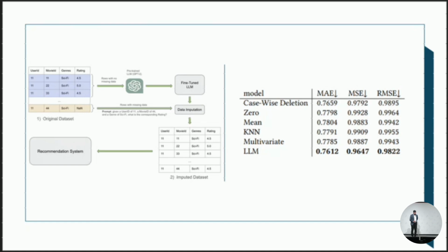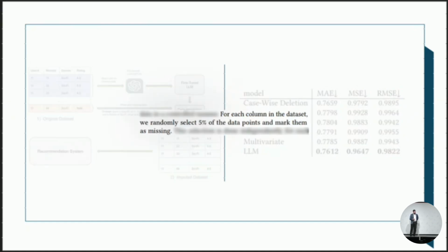So how did they come up with the missing rows? The MovieLens data set actually doesn't have any missing values. It's a very clean series of data that you can use in different ways. But they had to introduce null values, and they did this by randomly selecting 5% of the data points, completely at random, and artificially creating missing data that way.